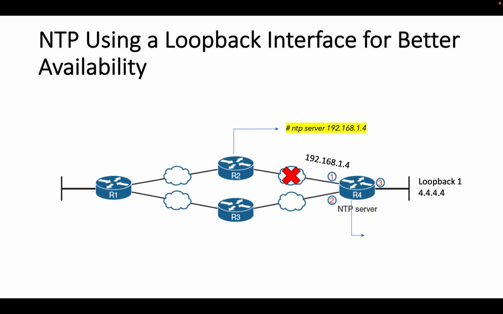So in order to avoid such a situation, you can also configure a loopback interface as the source on the server, so that it is reachable from another path, and if one of the paths goes down, the redundancy will be there. And you can configure this by using NTP master 4 and NTP source referencing the loopback. So the loopback is always up. Even if one of the links is down, it can reach via R3.